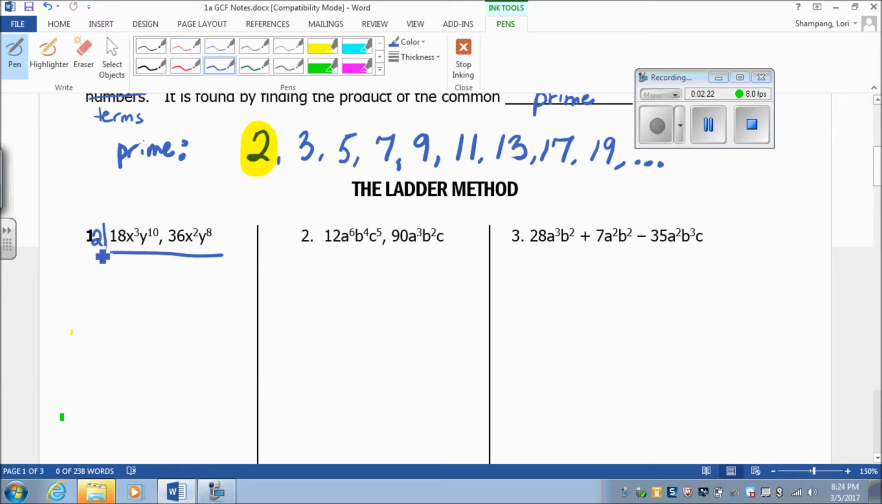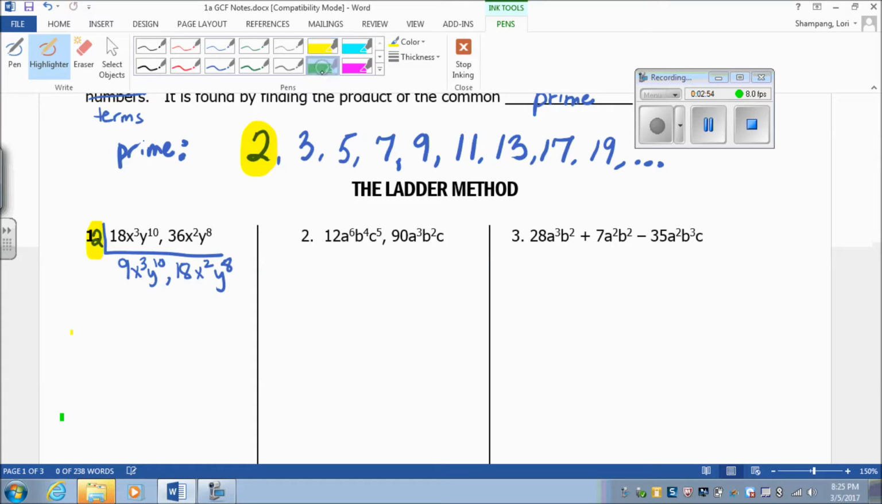When we factor out the number 2, it's the same thing as dividing each term by 2. So 18 divided by 2 is 9. We still have the x to the third, y to the 10th. And then 36 divided by 2 is 18. And we still have the x to the second, y to the 8th. Now let's go back to 2. Are 9 and 18 both divisible by 2? No. So we can no longer use our 2.